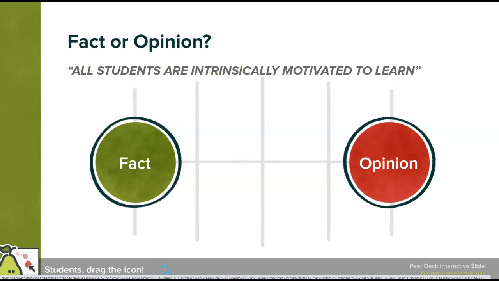Fact or opinion: all students are intrinsically motivated to learn. I've got a hint. We all come to work and receive some sort of reinforcement. For example, that paycheck certainly helps motivate employees to show up. So we could probably look at this as an opinion. Throughout life, we would love to think that we are intrinsically motivated for all things, but we really do rely sometimes on external motivation.